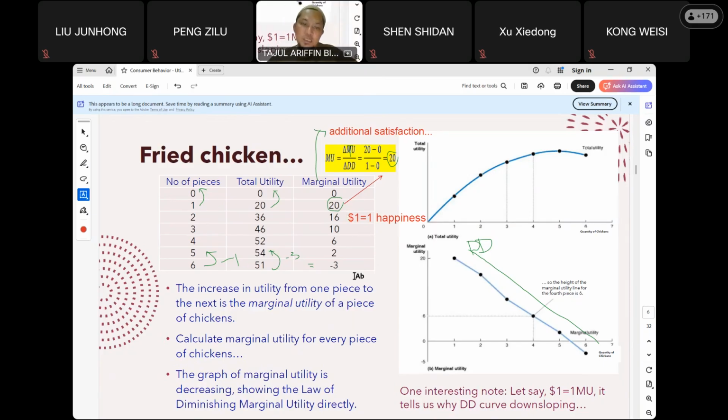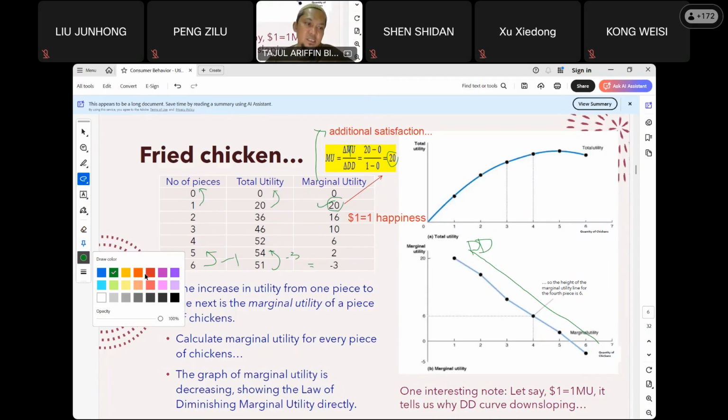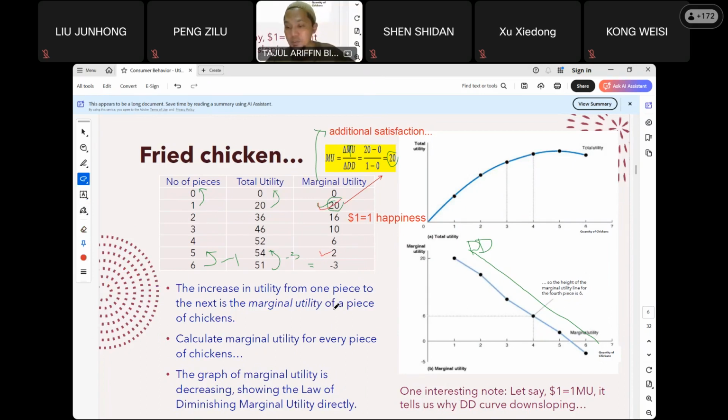So that's why from here you can see the first product offers the largest, the biggest happiness, and the fifth one still offers some happiness, although small, naturally, because we already took 5 pieces.